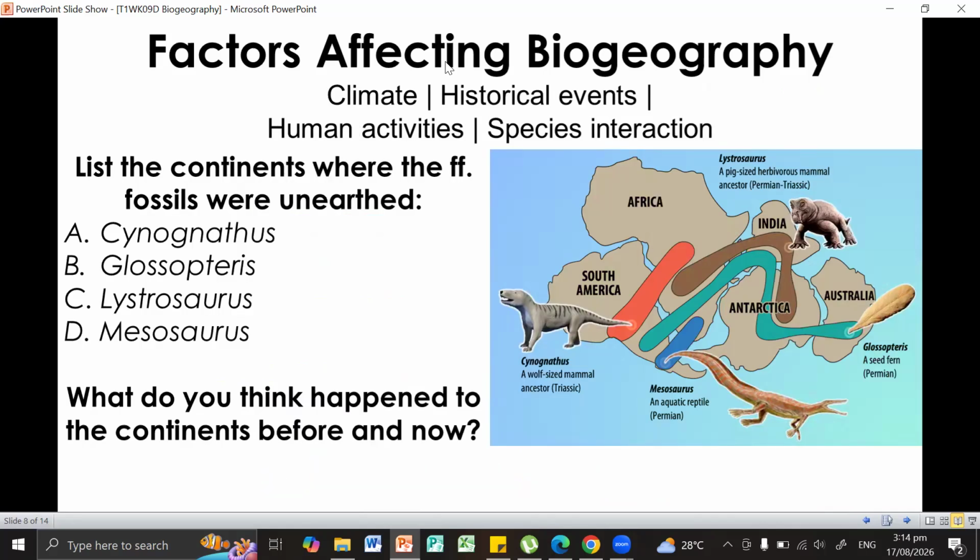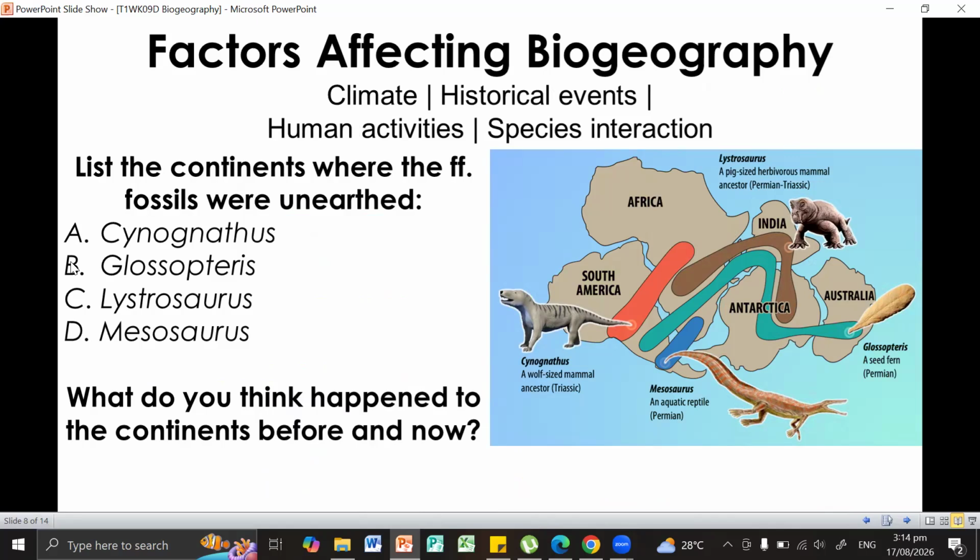Let's list the continents where the following fossils were unearthed. There are five continents here, from left to right: South America, Africa, India, Antarctica, and Australia. And we have four fossils: Cynognathus, Glossopteris, Lystrosaurus, and Mesosaurus.